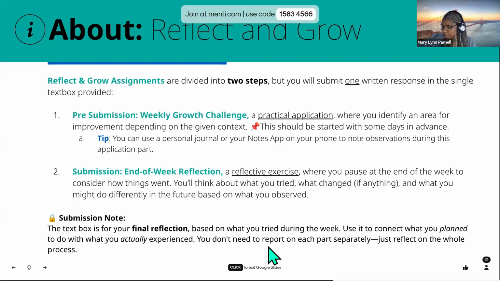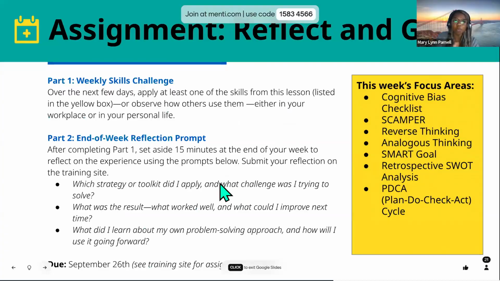I'm going to go ahead and review your reflect and grow. So you're familiar with the process, right? You'll have your 2 steps, your pre-submission weekly growth challenge, and then your end of the week reflection. And so for this week, your part 1 is that you're going to look at your weekly skills challenge. So, over the next few days, we would love to invite you to apply at least one of the skills from this lesson that's listed in the yellow box. So, either cognitive bias checklist, scamper, reverse thinking, analogous thinking, SMART goal, retrospective SWOT analysis, or the PDCA cycle.